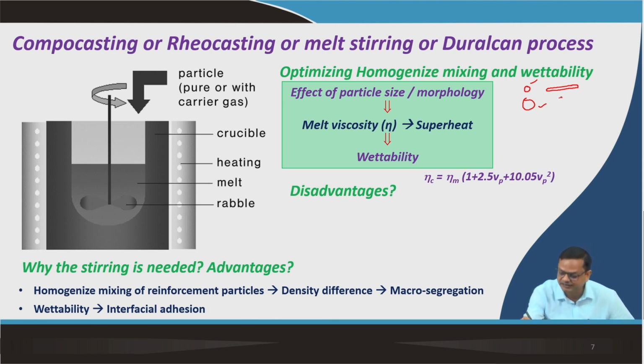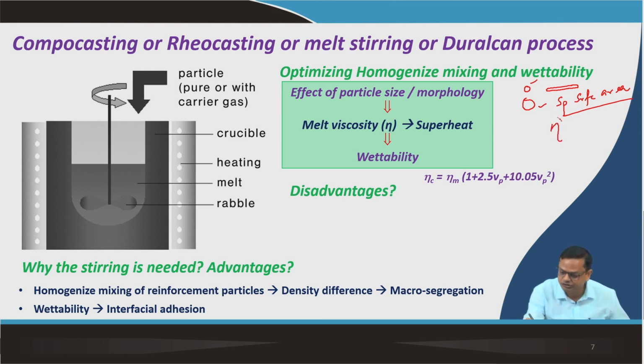The specific surface area actually increases as you decrease the particle size, as you all understand. If we keep the morphology the same, let us say spherical particles, and we decrease the particle size or the diameter, then the specific surface area increases. As soon as the specific surface area increases, what happens to the melt viscosity? The melt viscosity actually goes down.